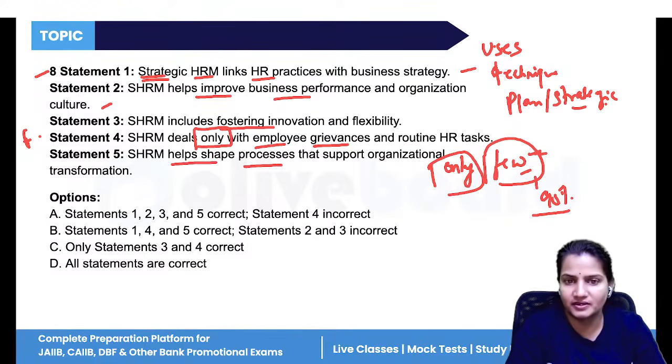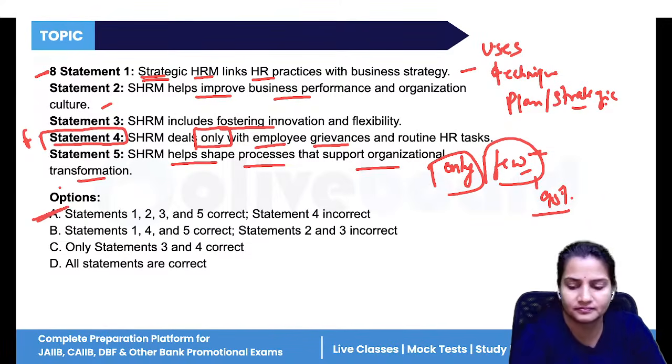And it helps in shaping the organizational transformation. So all the four statements are correct except statement 4. We have option A. Yes, option A is the correct answer.